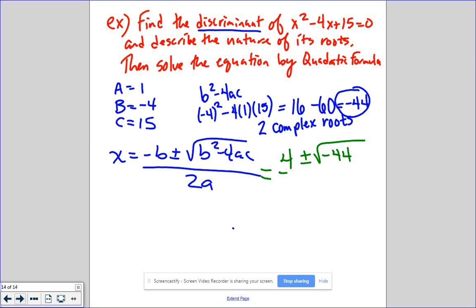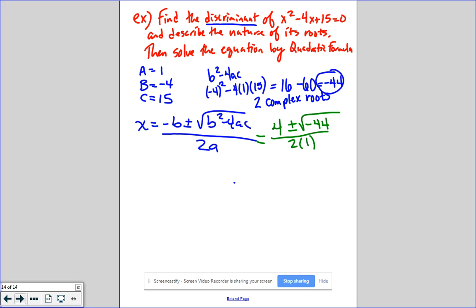And the bottom is just 2 times 1. Everybody with me as to how I got those? Yeah. Okay? So now I got to simplify the square root of negative 44.